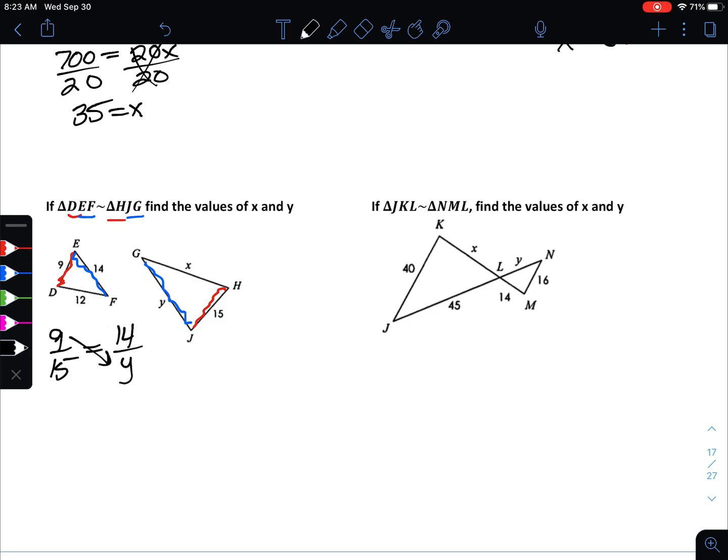Let's go ahead and cross multiply. 9 multiplied by y is 9y, and 15 multiplied by 14 is 210. Now to get y by itself, let's divide each side by 9. We're going to get that y is equal to, this time a decimal, 23.3 repeating, or what I'll probably want you to write that as, to the nearest tenth, just 23.3.